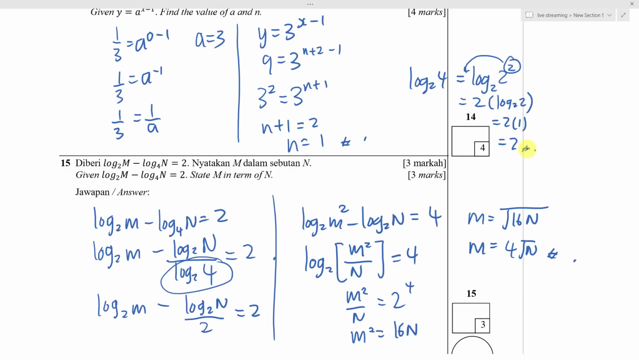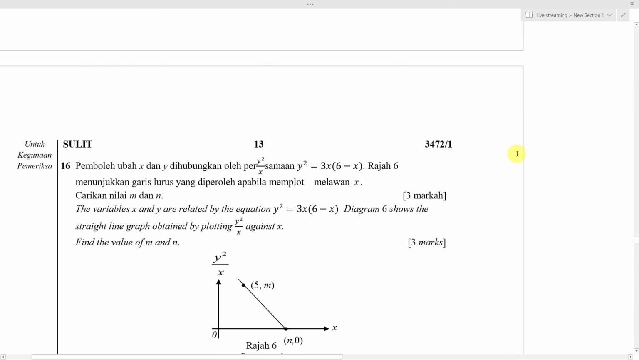2 power of 4. 2 power of 4, is it 16? 2 times 2 times 2 times 2. Yeah, it's 16. Okay, so let me just move on to the next one. Yeah, we are almost done.